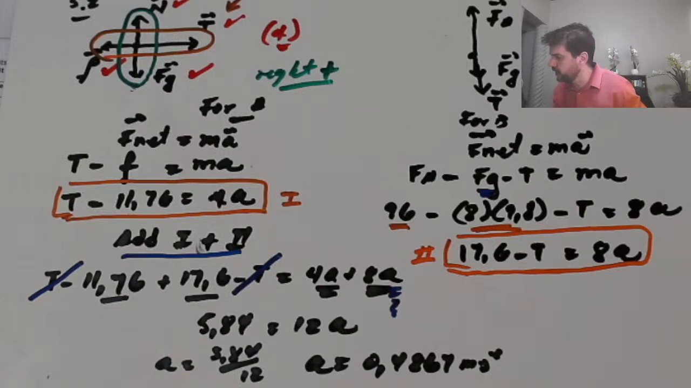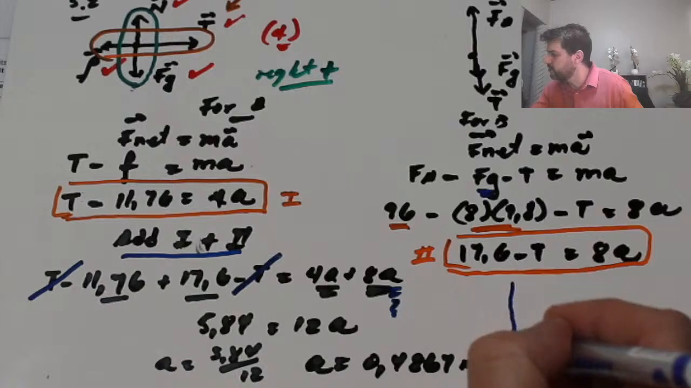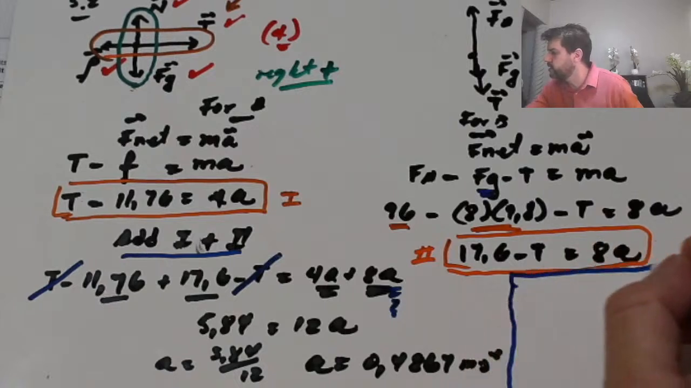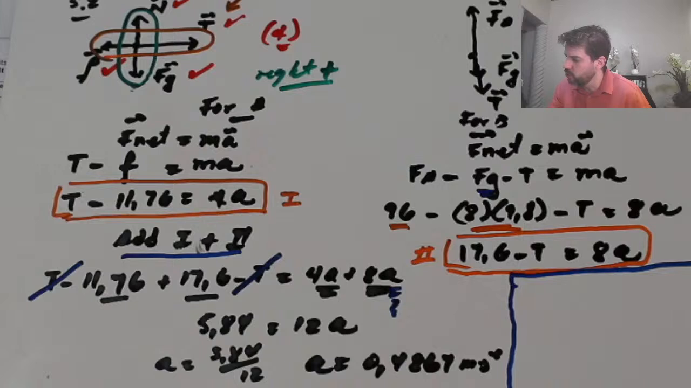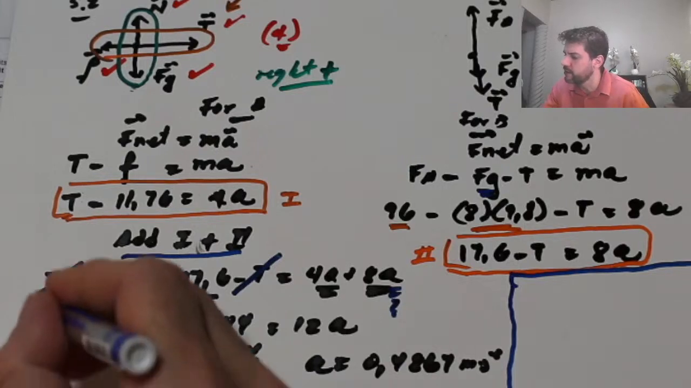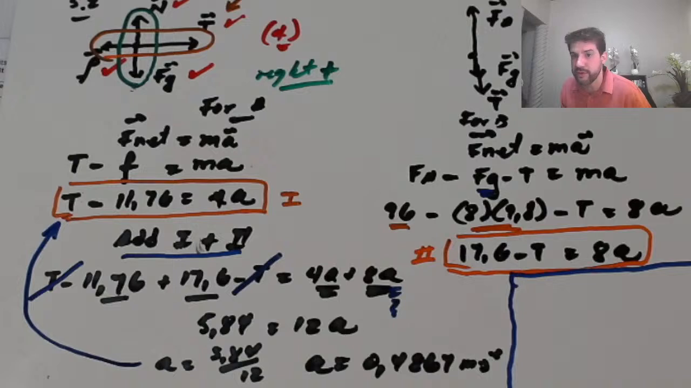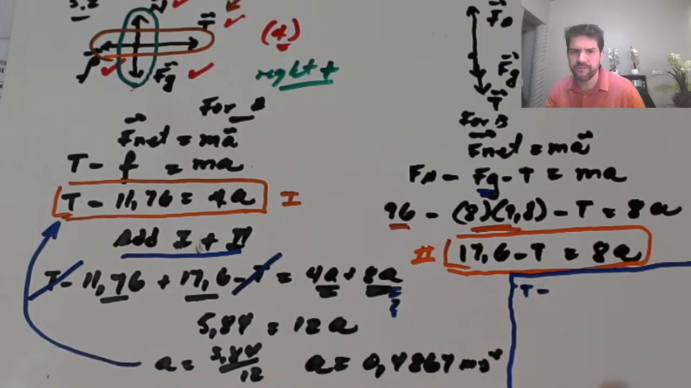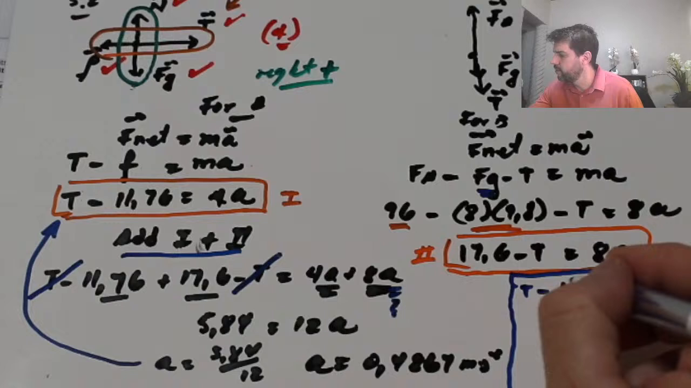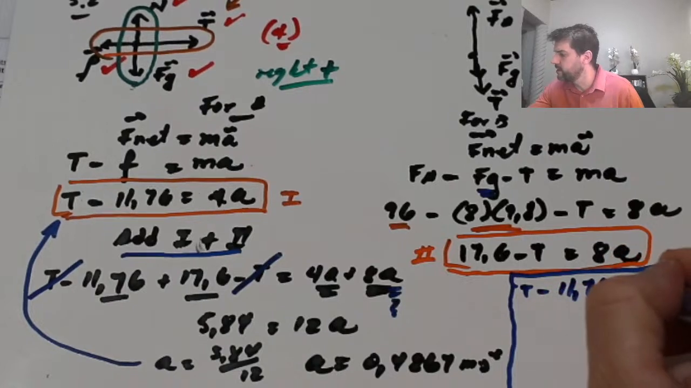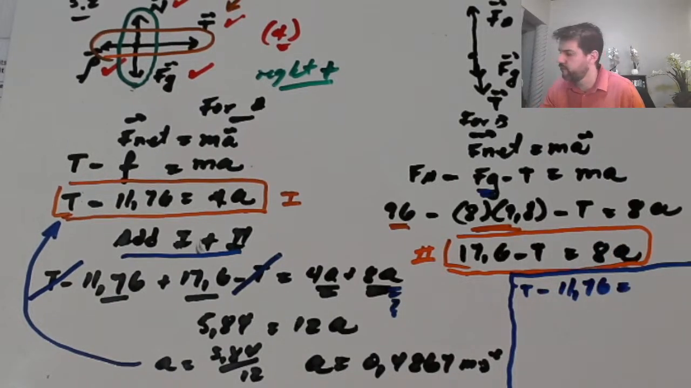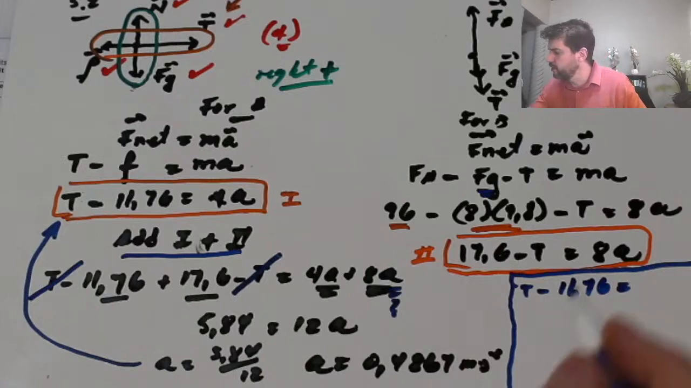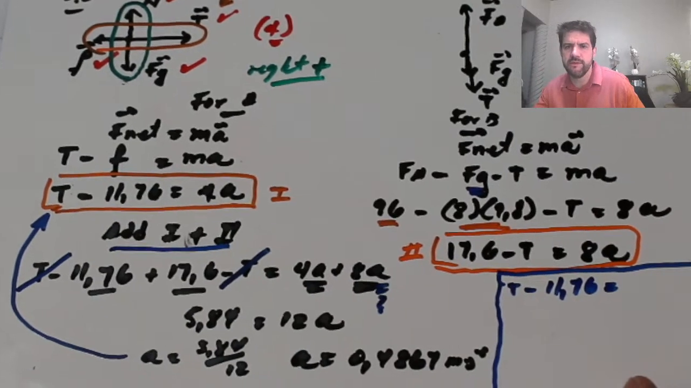All we have to do here, guys, is to substitute. Let me just do a line here. We're going to answer that in this corner. It's enough space. We're going to substitute the acceleration we calculated in either one of the two equations. I'm going to do it in one. So here, one will be t minus 11,76 is equal to, and now we get 4a, but a is 0,4867.